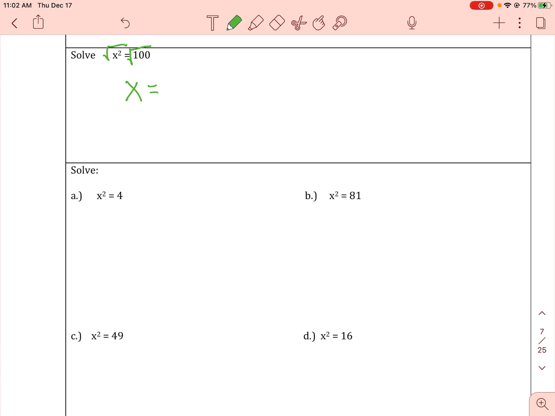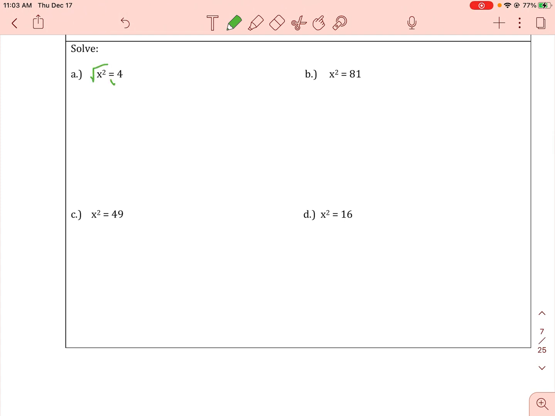Now here's where it's a little bit different. When you square root an equation, you're going to get two answers because there's two possibilities. Because what number times itself equals 100? We talked about this at the beginning. Okay, so 10 times 10 equals 100. But also, if we take negative 10 times negative 10 in parentheses there, you also get 100. So there are two possible answers when you square root an equation, and only when you square root an equation.